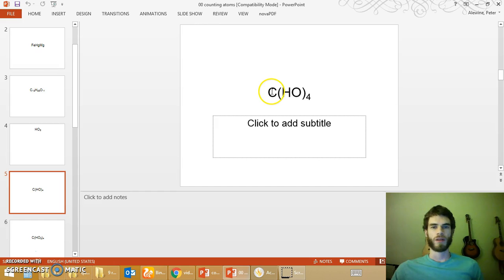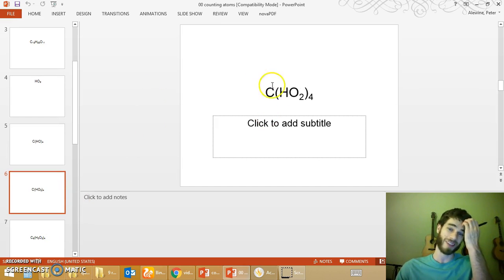Here we have a parentheses. Now how do we do this? Well, the carbon's not too difficult. There's only one of those carbons. And then there's a hydrogen and an oxygen inside the parentheses with the 4 outside the parentheses. What does that mean? Well, just like in math, a number outside the parentheses is multiplying everything in the parentheses by 4 in this case. So there would be 4 hydrogens and 4 oxygens. So in this compound right here, there's one carbon, there's 4 hydrogens and 4 oxygens.